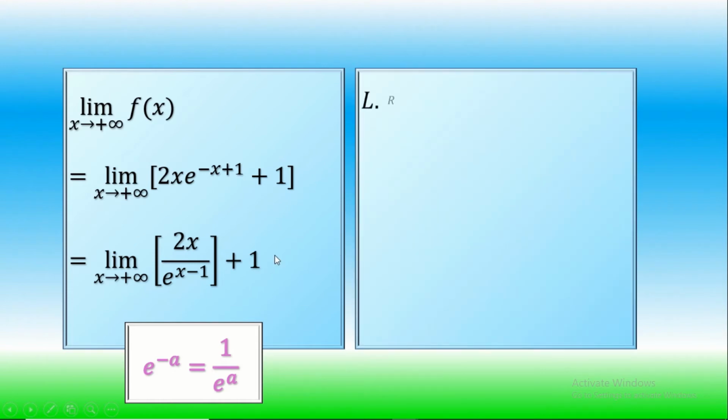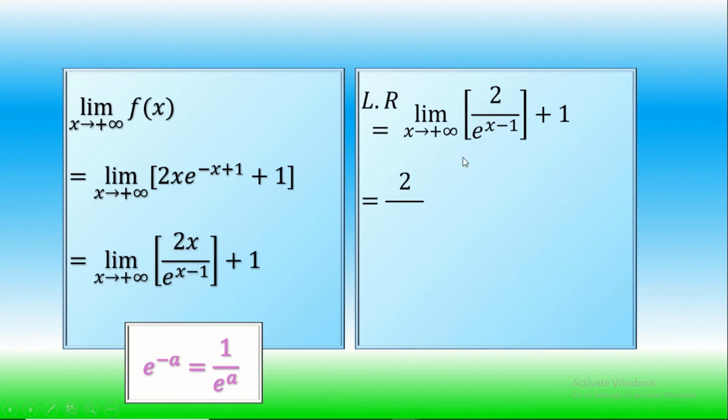Now let's start by applying L'Hôpital's rule. The derivative of the numerator 2x is 2 over the derivative of the denominator exponential x minus 1 is exponential x minus 1. Now if we think about it, what's the limit as x tends to plus infinity for exponential x minus 1? Isn't it plus infinity? Here x minus 1 will tend to plus infinity, exponential plus infinity is plus infinity. Well, what about 2 over plus infinity? Isn't it 0? Plus 1 we copy it.